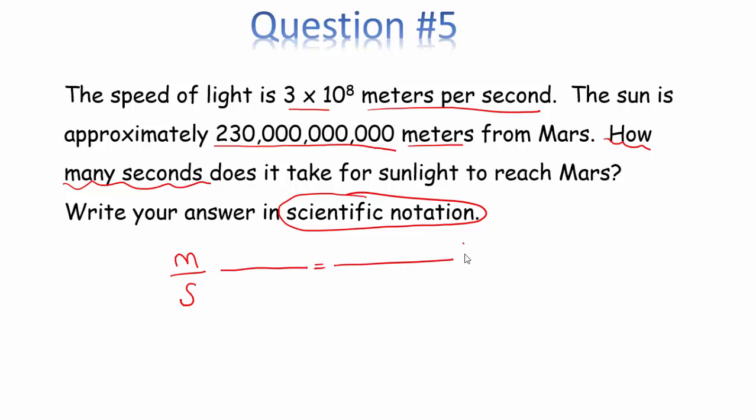So I'm going to set up a beautiful proportion, meters to seconds. When I'm comparing two different quantities, a lot of times the easiest way to handle that might be some proportional reasoning. The speed of light is 3 times 10 to the 8th meters per second. When it says per second, it means per 1 second. So I'm like, okay, those items are related.